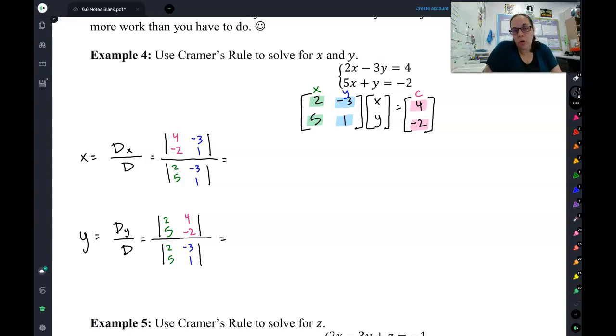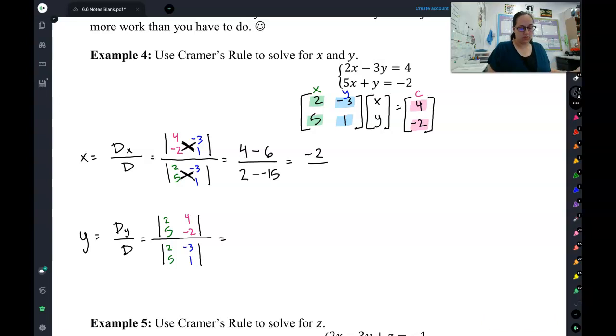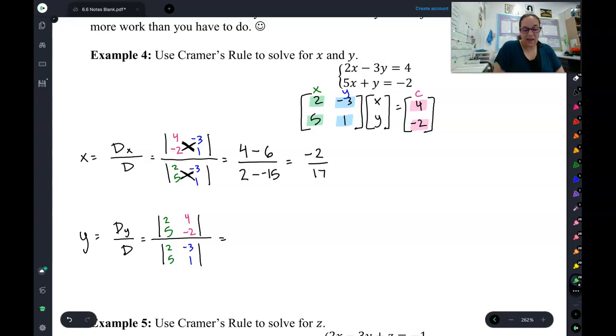Thankfully, these are just 2 by 2 determinants, which means they're not too bad, AD minus BC. So we have our first diagonal, 4 times 1 is 4, minus our second diagonal, negative 2 times negative 3 is a positive 6. And same here, AD is 2, minus BC is negative 15. So 4 minus 6 is negative 2 over 2 minus negative 15 is 17. And that actually is our x solution right there.